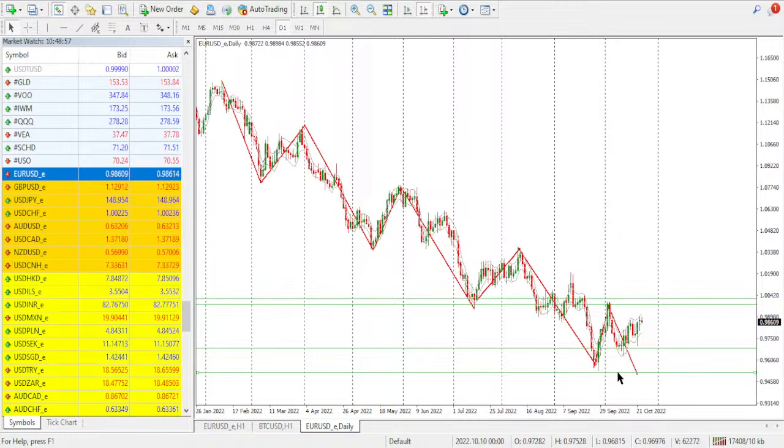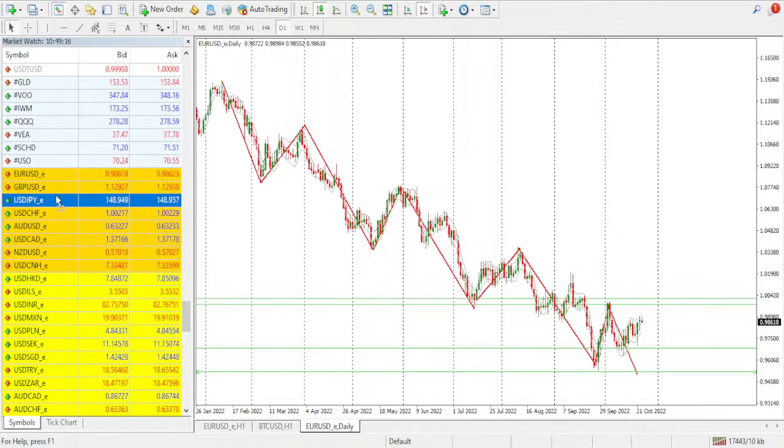Your stop loss should be fixed at the high of this candle. This is the safest. It may look like it's very far, but it's the safest place to have your stop loss. The first target is this one. The next target is this one here.